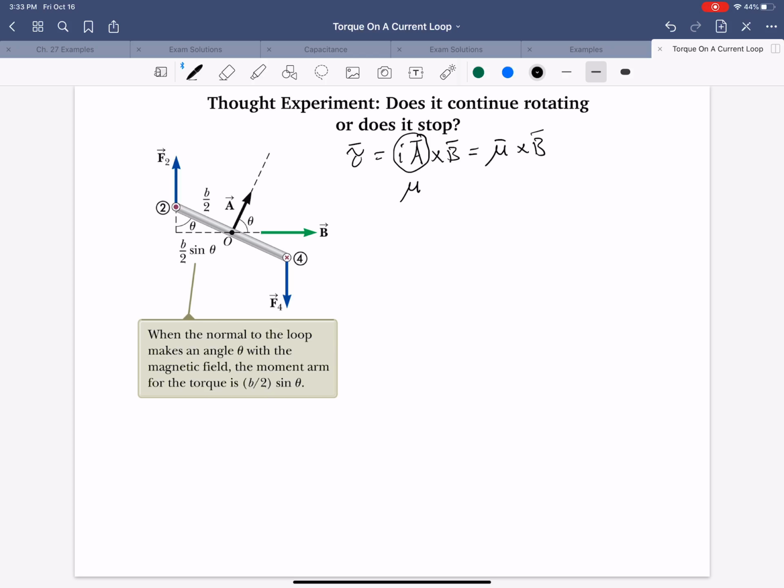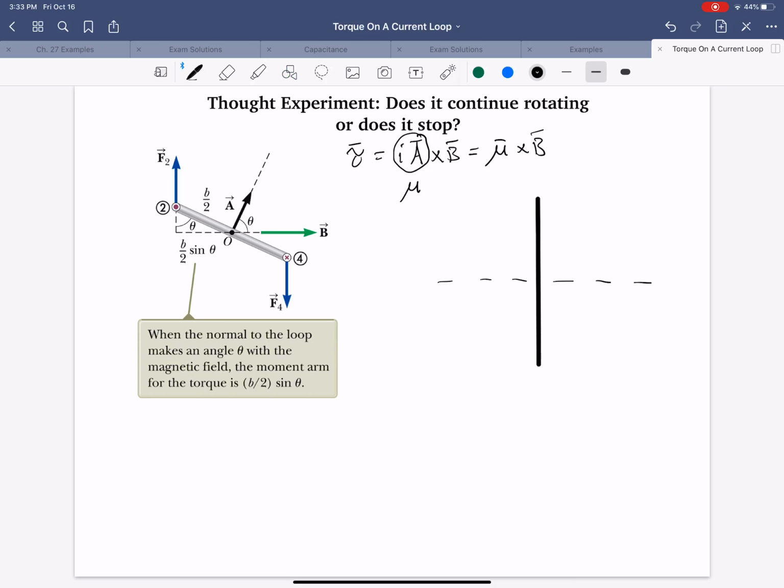All right, so now let's let this loop, or this segment, continue to rotate. What would happen? Let's rotate it such that the angle in between A and B becomes 0. What I mean is that the rod is basically up and down.